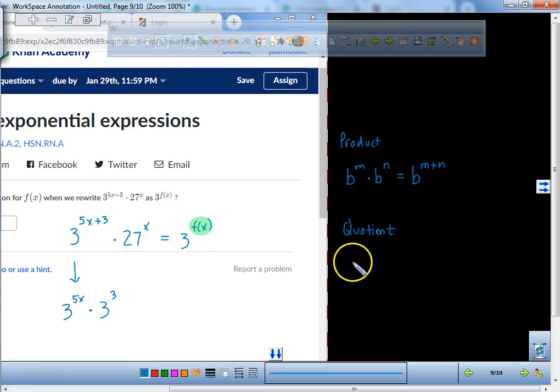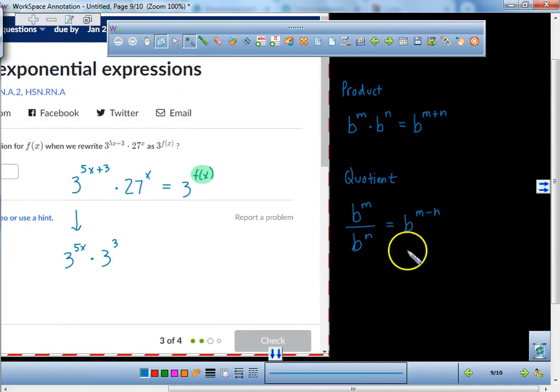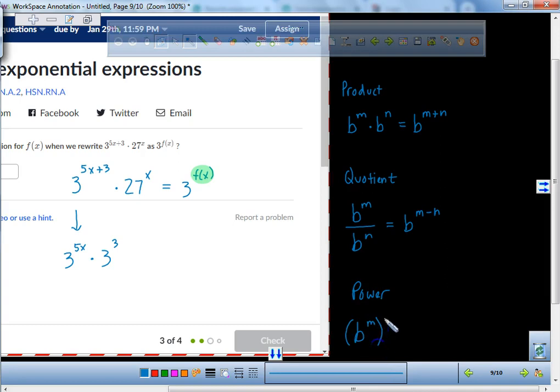There's another property called the quotient property. The quotient property states that if you have the same base, you're allowed to subtract the exponents. And last but not least, we have what's called the power property. Make sure you have the power property written down in your journal. The power property states that if you have a base raised to a certain power and you have another power on the outside of the parentheses, that is the only time you're allowed to take these exponents and multiply them together.